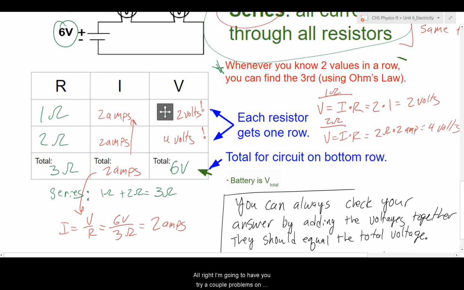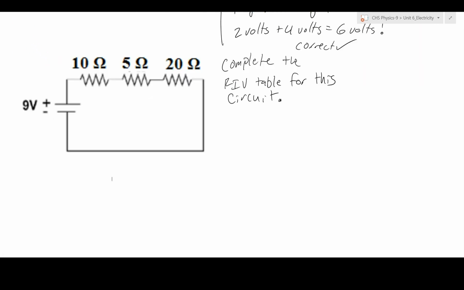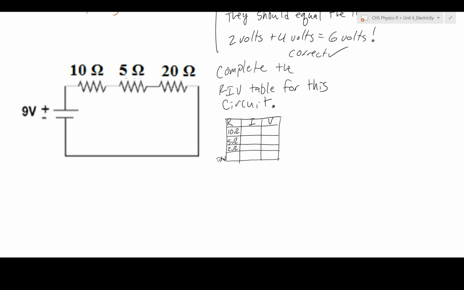Okay. All right, I'm going to have you try a couple problems on your own. So now you've got a circuit with 3 resistors in it, unlike the last one, which had 2. But the directions say complete the RIV table for this circuit. So before I have you just go off on your own, you're going to want to create the table first. So you're going to have 1 row for each of the resistors and then 1 row for the total. So you're going to get something that looks like this.